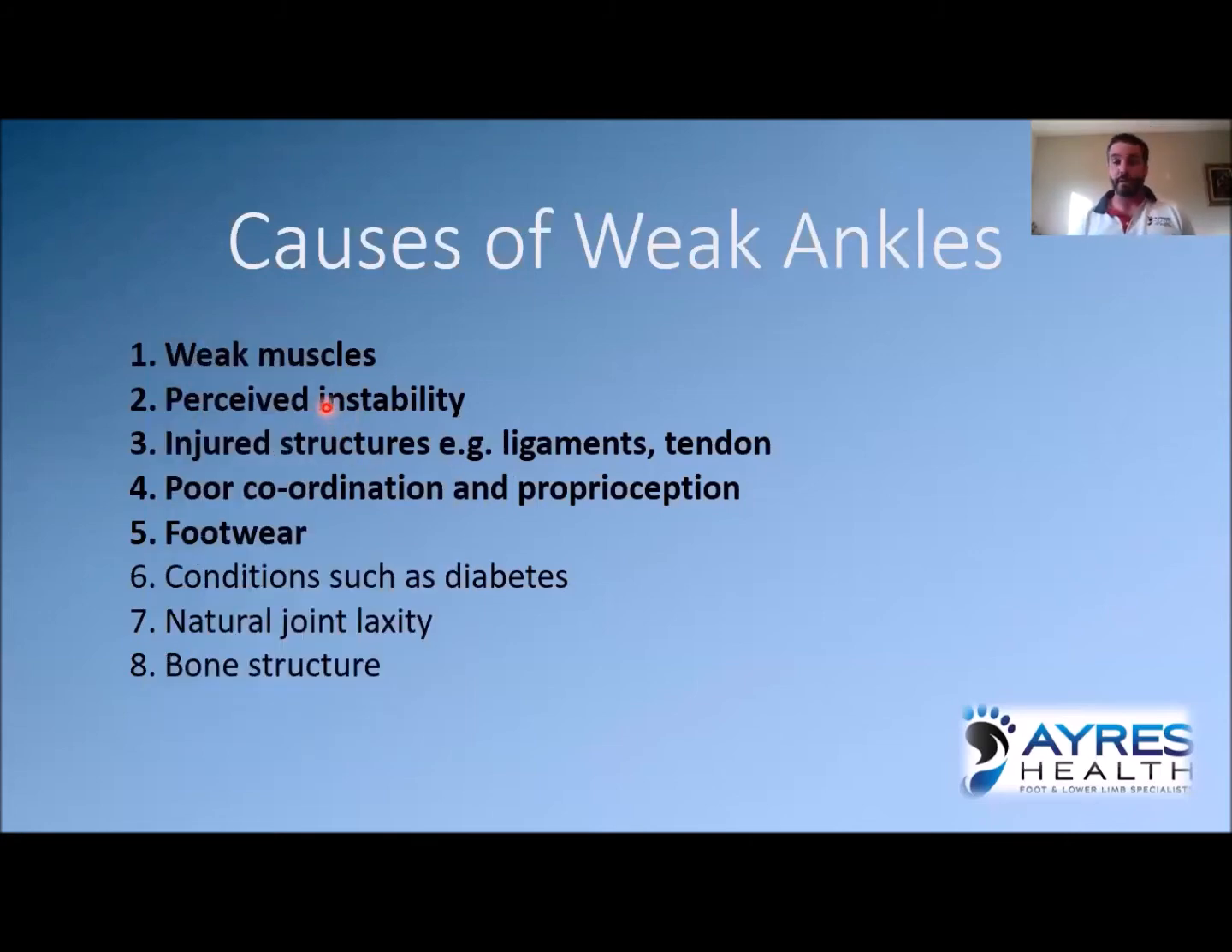So we've got perceived instability. This is a huge one as well. A lot of people, after they've had an injury to the ankle, like a lateral ankle sprain, have perceived instability. The brain isn't getting the same neural feedback that it normally does from the ankle, and they also have a psychological desire not to get hurt again. They don't want to repeat the injury, so people are very cautious about using their ankle. So we have a big psychological aspect, and that's the perceived instability.